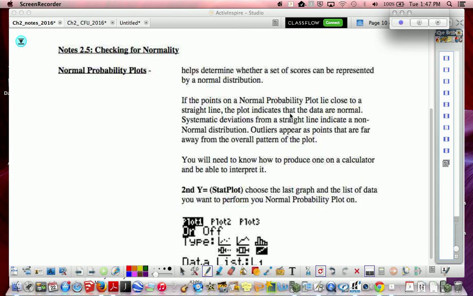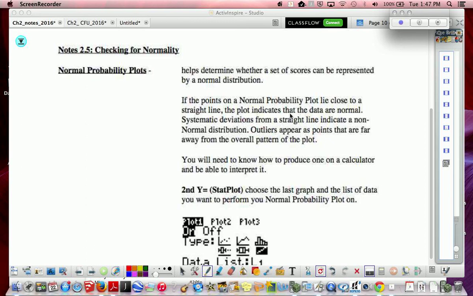Started here with your 2.5 notes today. It won't be too terribly long because as you can see it's just this one page. You will definitely want to have your calculators out because we're going to use our calculators to help determine basically whether or not a set of data can be considered approximately normal. Okay? So, how can we go about doing that?